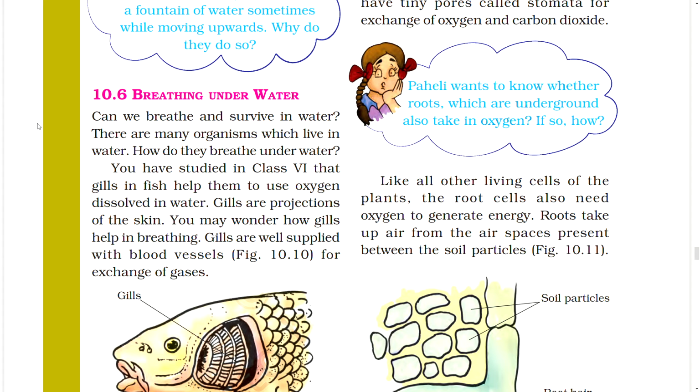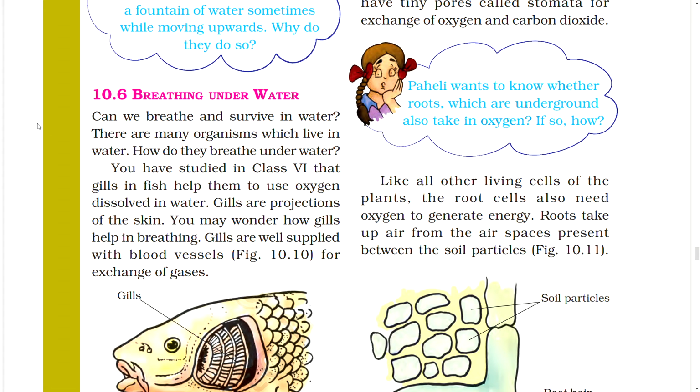10.6 Breathing underwater. Can we breathe and survive in water? There are many organisms which live in water. How do they breathe underwater? You have studied in class 6 that gills in fish help them to use oxygen dissolved in water.